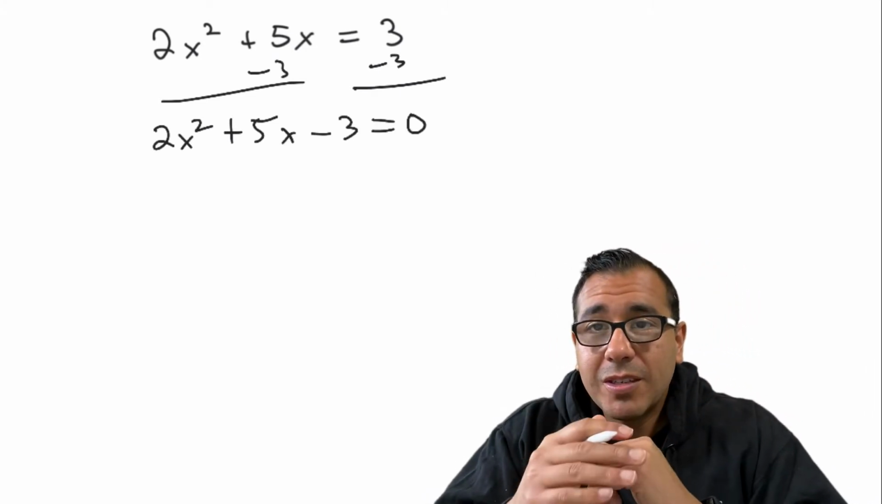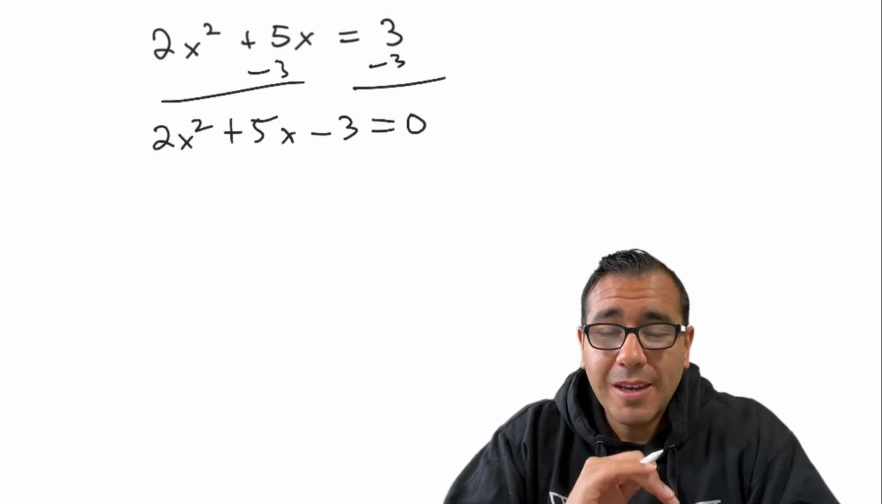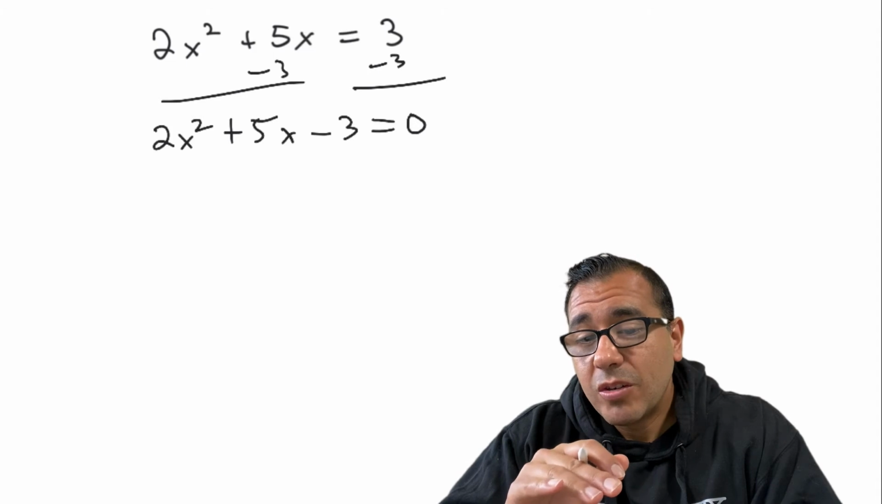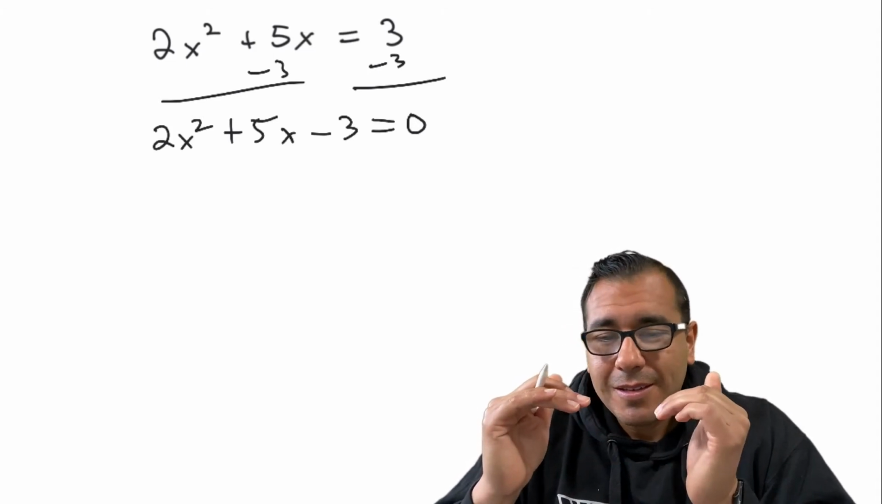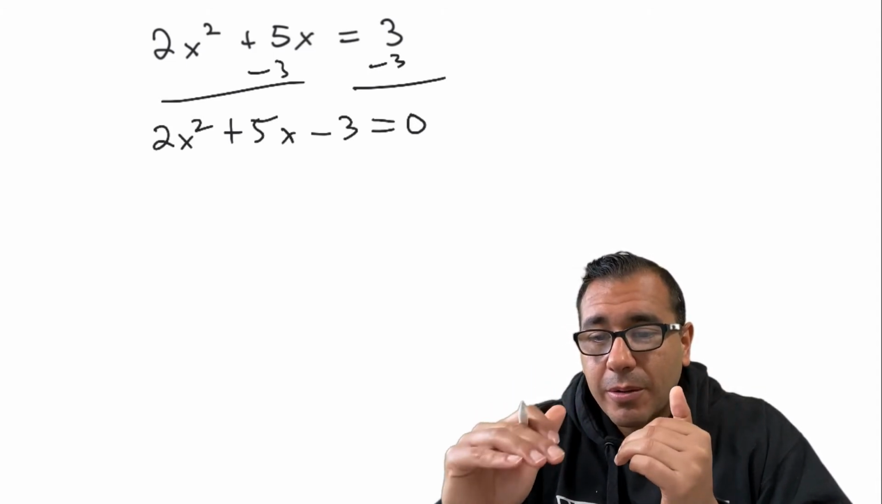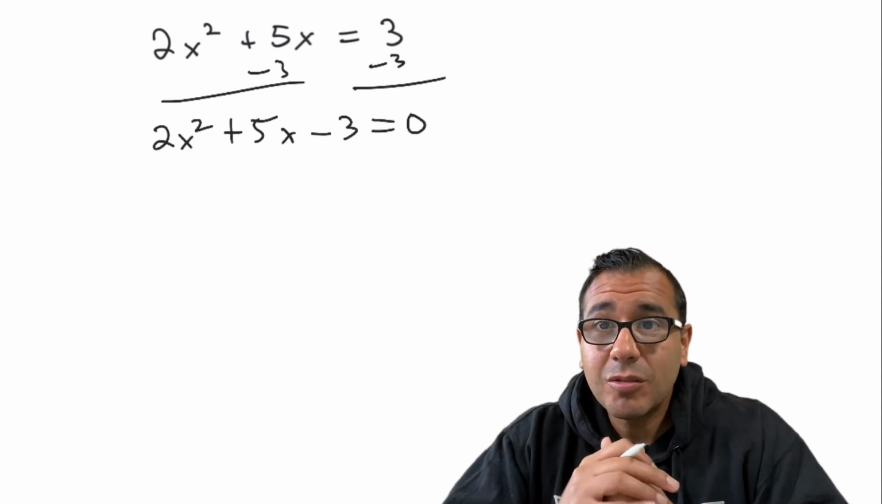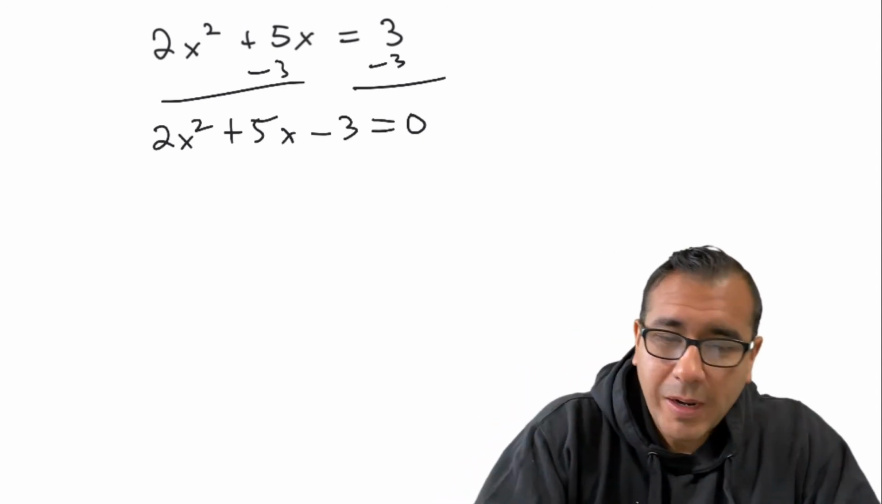All right, so first step, make sure our quadratic is set equal to 0. Second thing we're going to do, see if you can reduce it. See if you can divide every single term by a common number, the GCF. In this case, there is no GCF. So right away we get down to work.